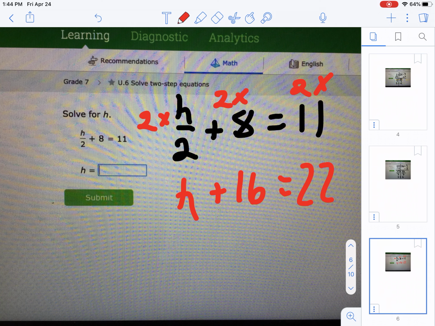And now to get h by itself, we'll take 16 away from each side. So h equals 6.